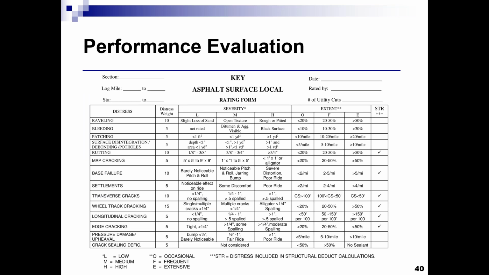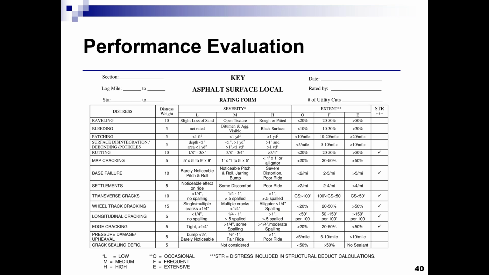We used the ODOT pavement condition evaluation form for local asphalt roads. And this is how the form looks like. So you evaluate raveling, bleeding, patching, surface disintegration, rutting, map cracking, base failure, settlements, transverse cracks, wheel track cracking, longitudinal cracking, edge cracking, pressure damage or upheaval, crack sealing deficiencies.